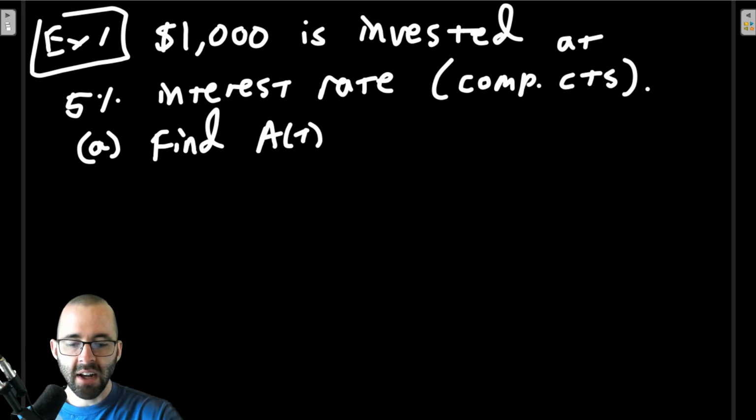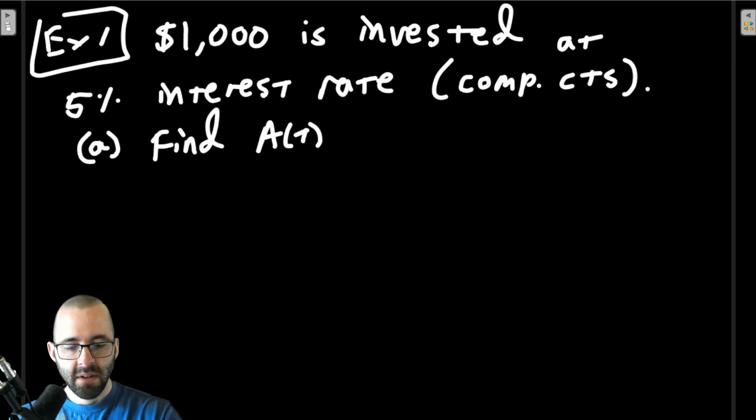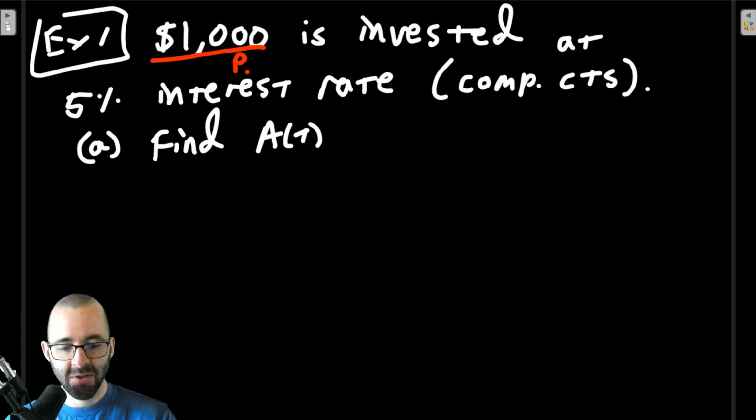So we just identify all of our variables, right? P naught is how much we started with. R was the interest rate. And that's all we need to find. So this right here is how much we're investing. This is our initial amount. This is our P naught. That is the smallest zero I've ever drawn in my life. This is our interest rate.